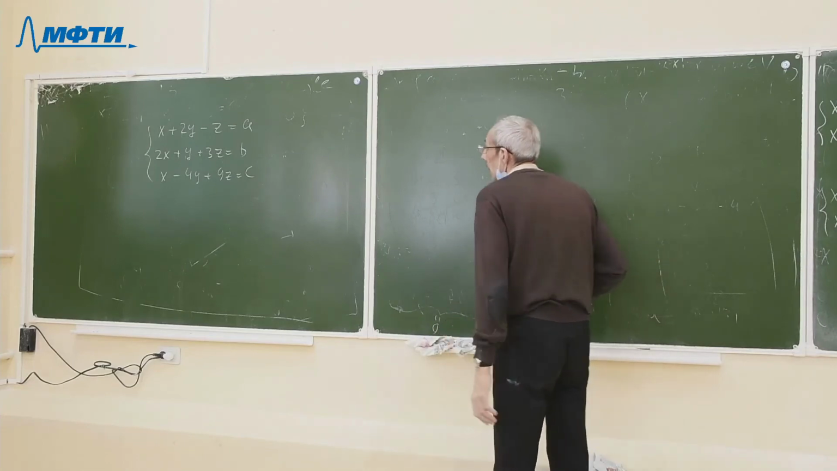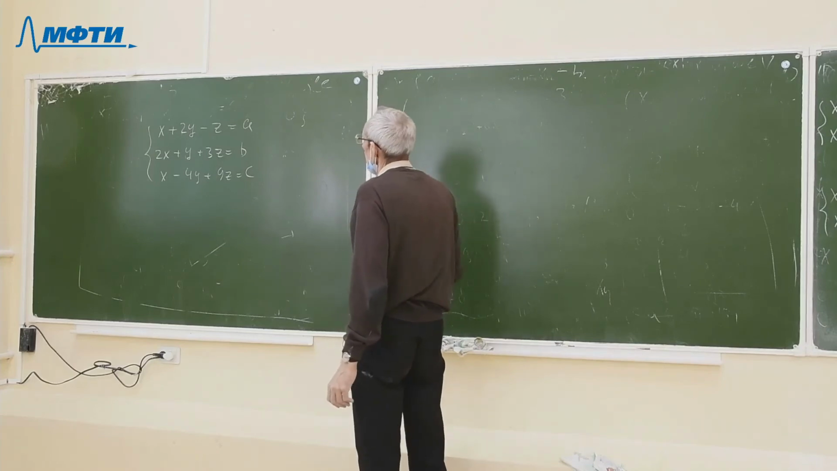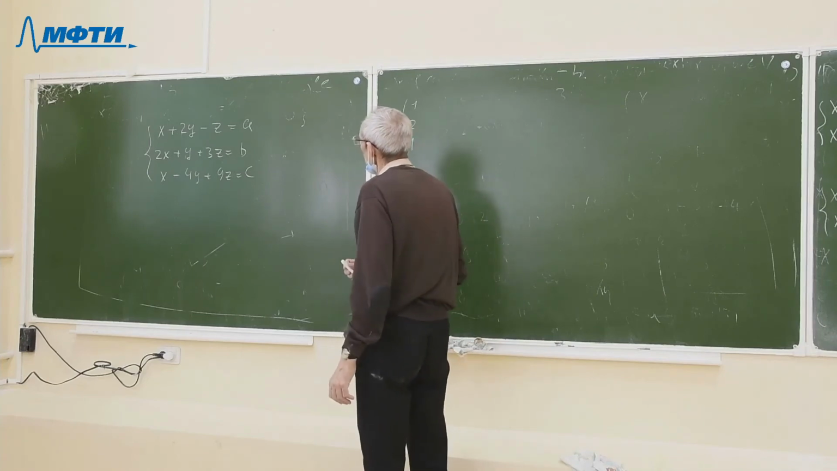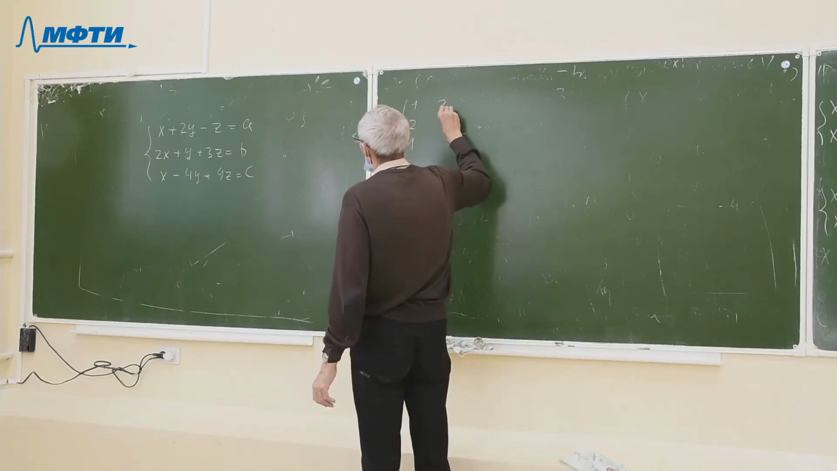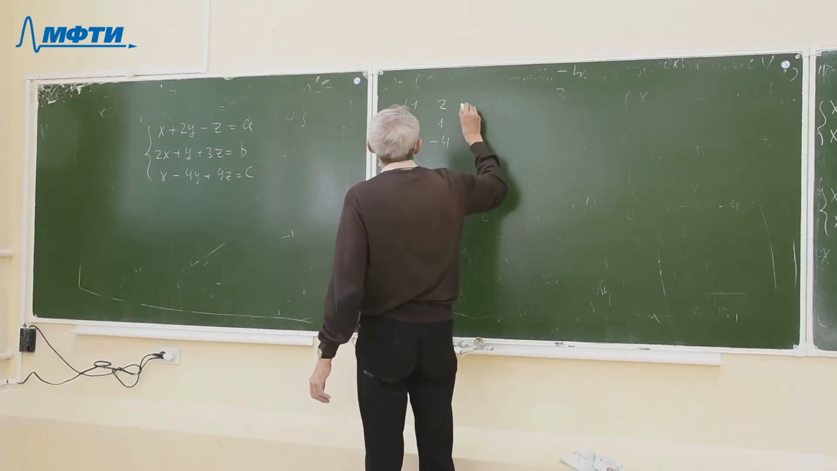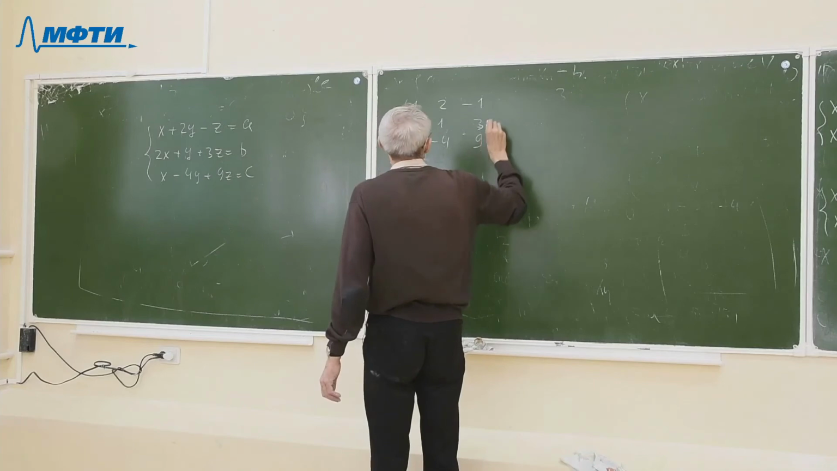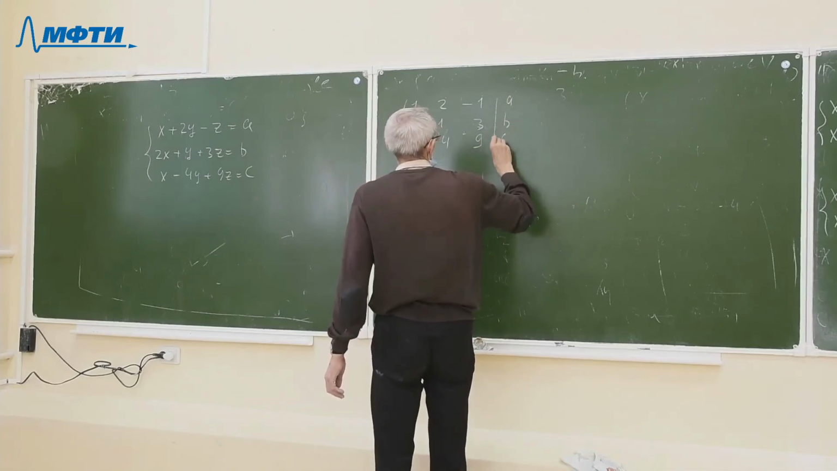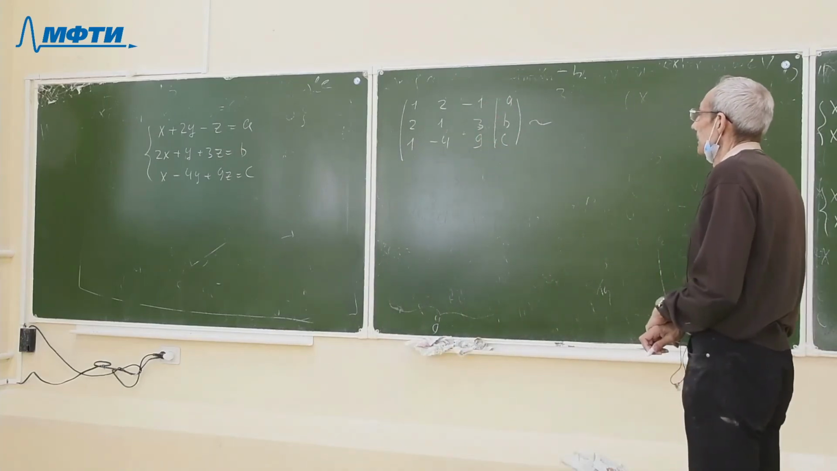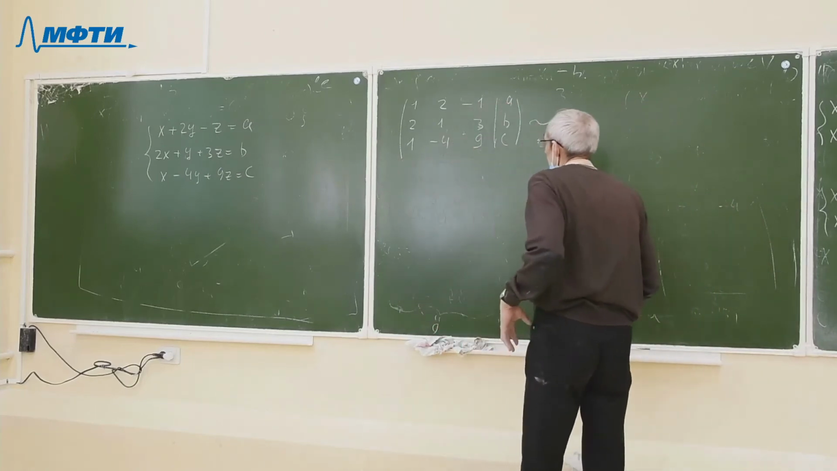We can rewrite this linear system in matrix form, and we obtain the following matrix: 1, 2, minus 1, 1, 1, 3, 1, minus 4, minus 9, and a, b, c. Let's start. Let's transform this matrix into echelon form.